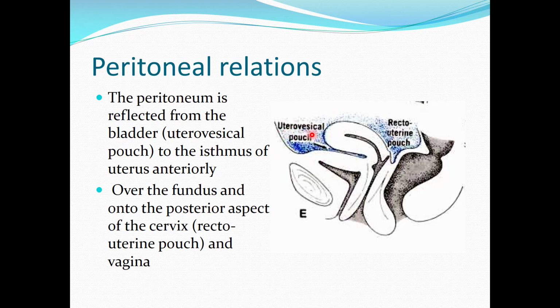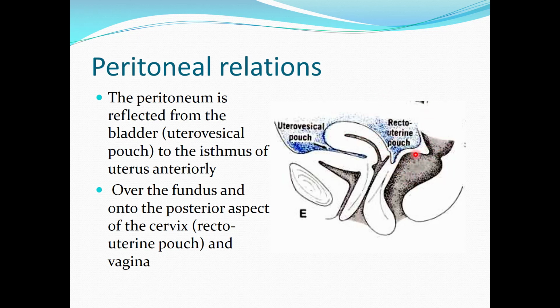The word vesical means the urinary bladder. So this is a pouch in between the bladder and the uterus, and it is called the uterovesical pouch. Behind, over the fundus and on the posterior aspect of the cervix and vagina, there is another pouch which is called the rectouterine pouch, because it is in between the rectum and the uterus.